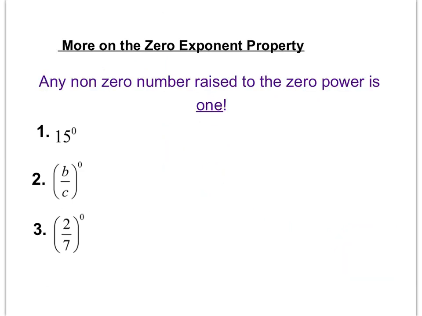Let's look a little bit more at the zero exponent property. This zero exponent property states that any non-zero number raised to the 0 power is 1. So let's take a look at a few more examples. 15 to the 0 power equals 1. b over c to the 0 power equals 1. And 2 to the 7th to the 0 power equals 1. Anything to the 0 power equals 1.